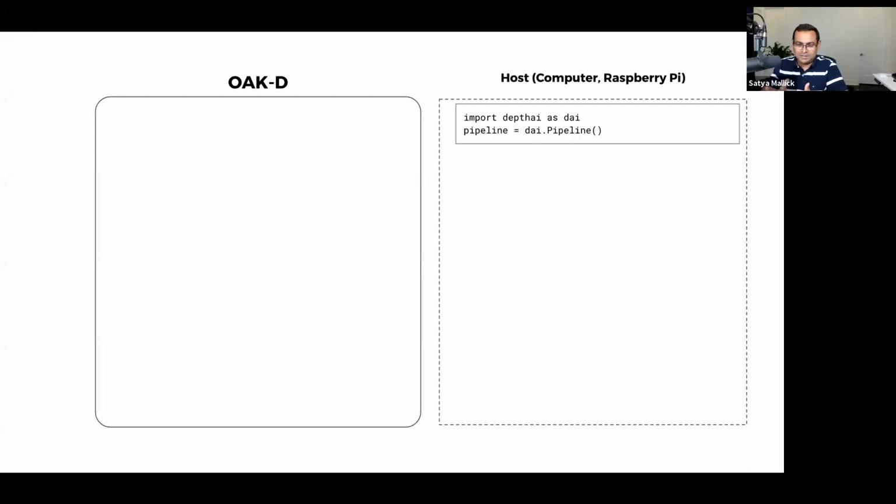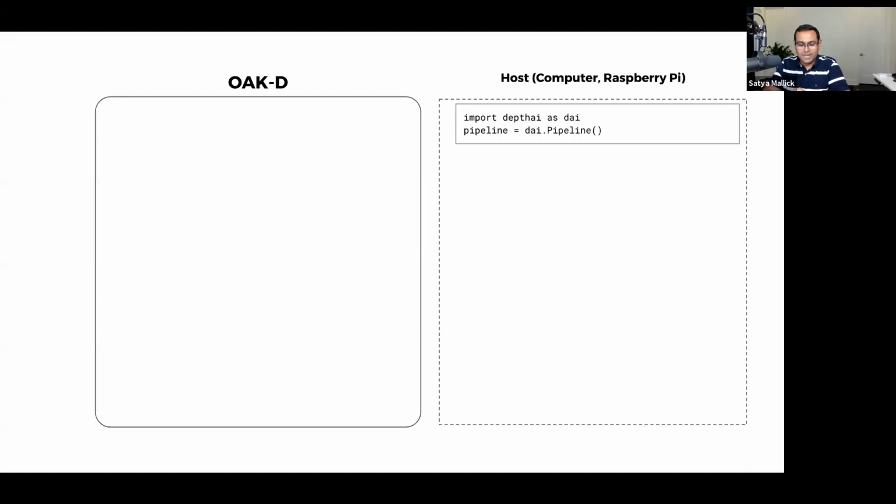Now let's look at what's happening on the host. When I use the word host, it is your computer or a Raspberry Pi which is connected to your camera. And I may use the word device to mean the camera sometimes. OAK-D, OAK-D Lite, these are all devices. Your computer is the host.